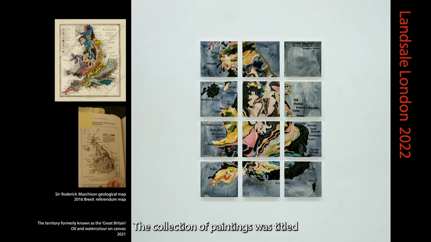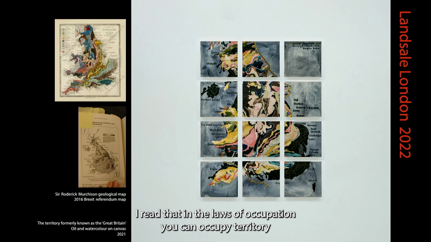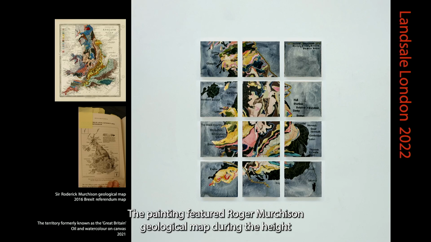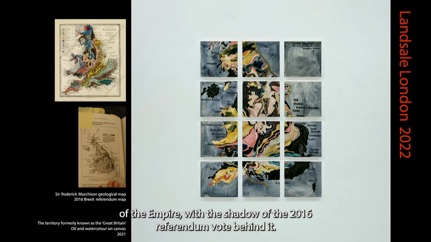The collection of paintings was titled The Territory Formerly Known as Great Britain. I read that in the laws of occupation you can occupy territory, but not countries, and so territory becomes an important word. The painting featured Roderick Murchison's geological map during the height of the empire with the shadow of the 2016 referendum vote behind it.